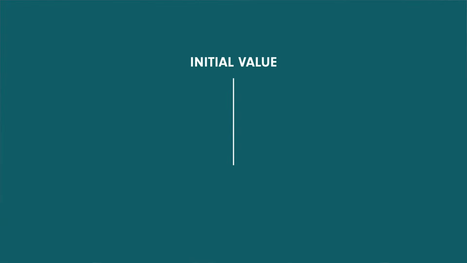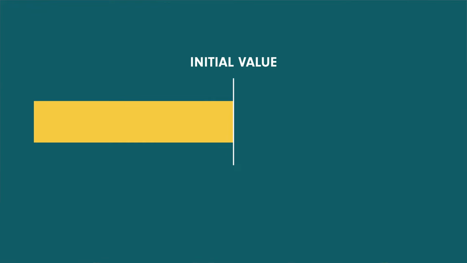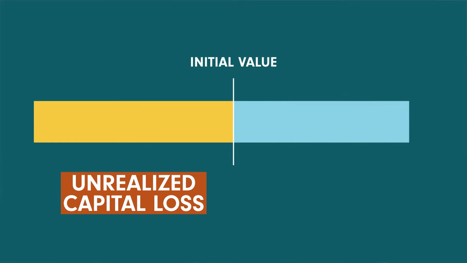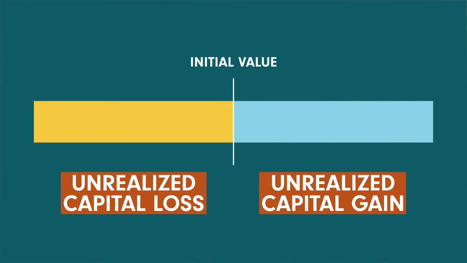Let's start by talking about the change in price then. Should your security decrease in value, we call this an unrealized capital loss. If the security goes up in value, this is called an unrealized capital gain. You may also hear people say paper gains or paper losses. These are also unrealized changes in the value of a security.